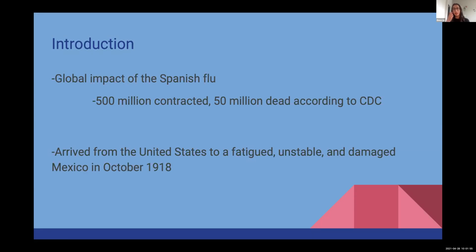A lot of the research on this topic focuses on the United States, which is where the Spanish flu is thought to have originated, India, which had a particularly bad outbreak because of the close conditions that people were living in, and also Spain, which had such a devastating impact there that this is where it gets the name Spanish flu. But when it arrived in Mexico from the United States in the fall of 1918, it really arrived to a fatigued, politically and economically unstable and damaged nation.